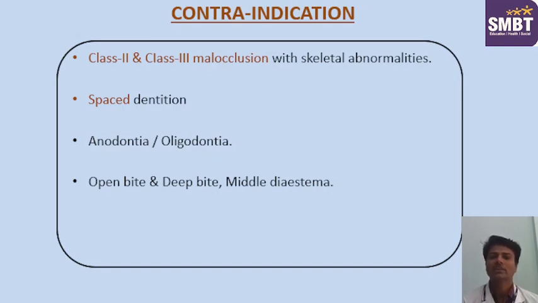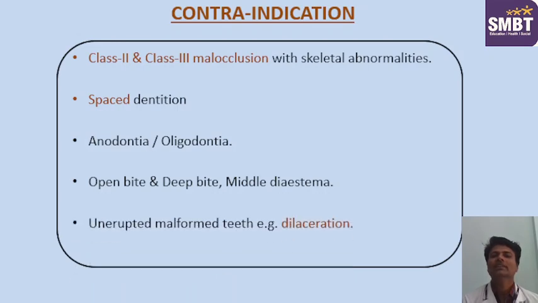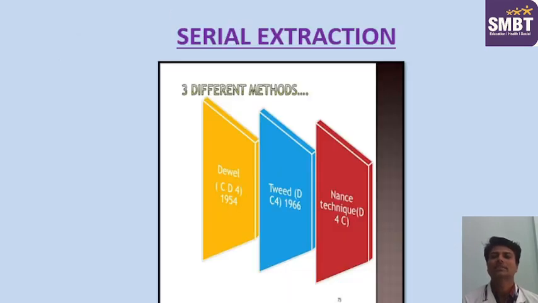Why? Because in the serial extraction procedure, we carry out the extraction of certain posterior teeth. Because of that, there is a chance of deepening of the bite. So if the patient already has a deep bite, we are not going to do the serial extraction procedure. Then also patients with unerupted malformed teeth, for example dilaceration, in that case also we are not doing the serial extraction procedure.